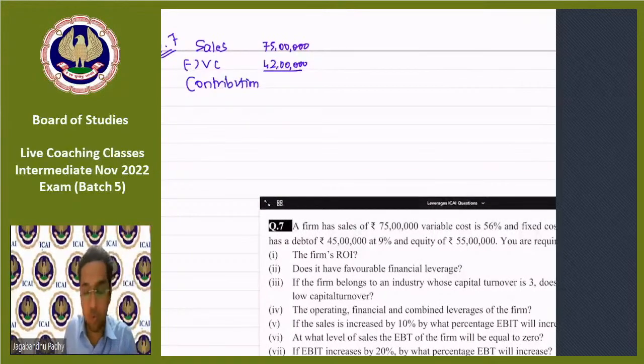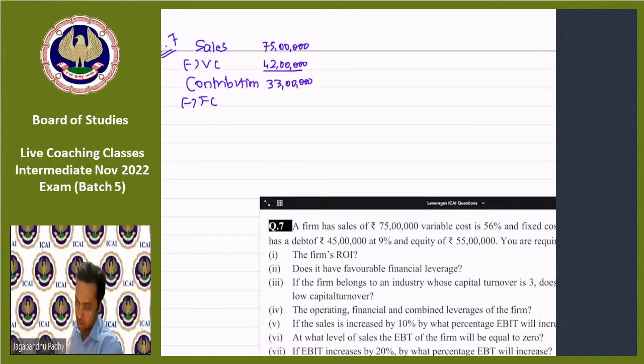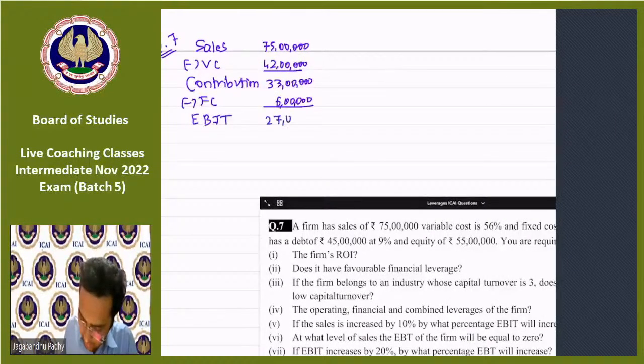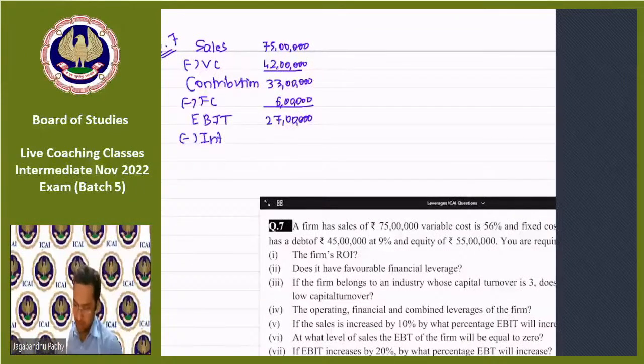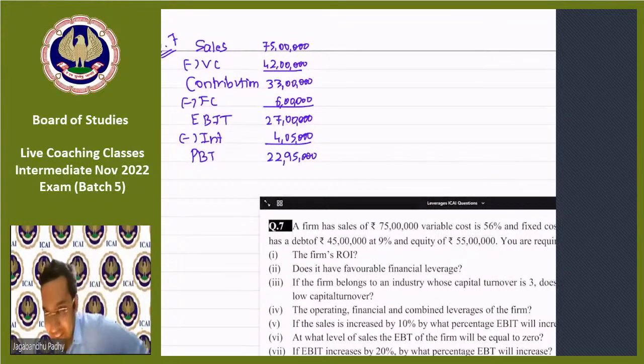Then you have contribution coming up as 33 lakh. From that, you subtract the fixed cost. Fixed cost is given as 6 lakh. We get earnings before interest and tax, 27 lakh. From that, we subtract the interest. Interest is 45 lakh debt at 9%, so 9% of 45 lakh is 4 lakh 5,000. That will give you a profit before tax of 22 lakh 95,000.